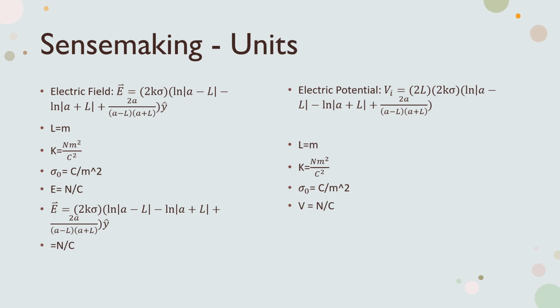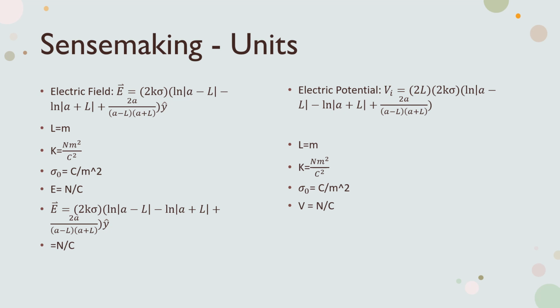So we start with our electric field equation: 2k sigma times ln of (a minus L) minus ln of (a plus L), plus 2a over (a minus L)(a plus L), in the y hat direction. And I know their length is going to be in meters, k is going to be newton meters squared over coulomb squared, sigma naught is coulombs over meters squared, and we're trying to get newtons per coulomb. So after plugging this in, we end up getting newtons per coulomb, which is what we wanted.